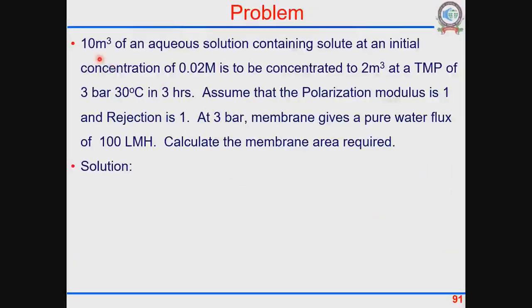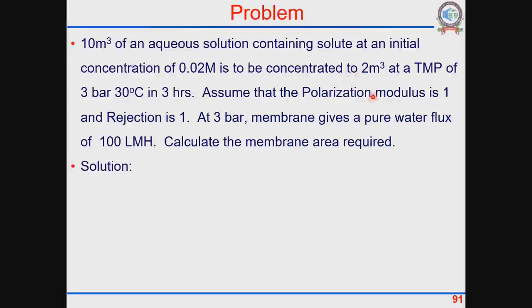Okay, let's just take a small problem. Let's say we have 10 meter cube of an aqueous solution containing solute at an initial concentration of 0.02 molar. It is to be concentrated to 2 meter cube, so 10 meter cube is to be concentrated to 2 meter cube at a transmembrane pressure of 3 bar, 30 degrees centigrade, in 3 hours. Let us assume that the polarization modulus is 1 and rejection is 1, just to make our life simple. At 3 bar, the membrane gives a pure water flux of 100 LMH. I would like you to calculate the membrane area required.